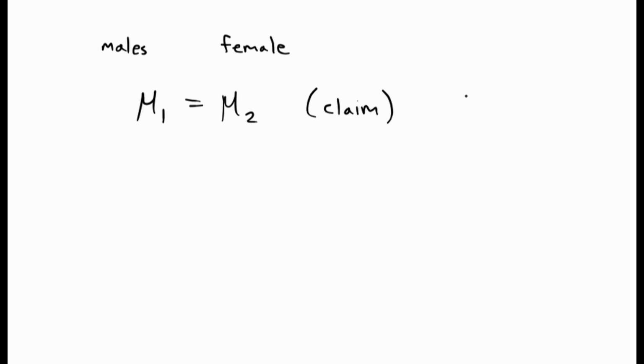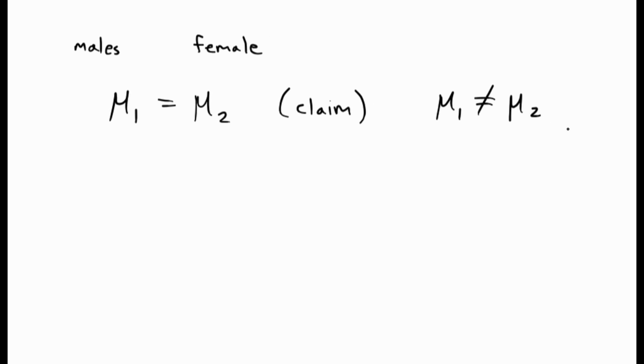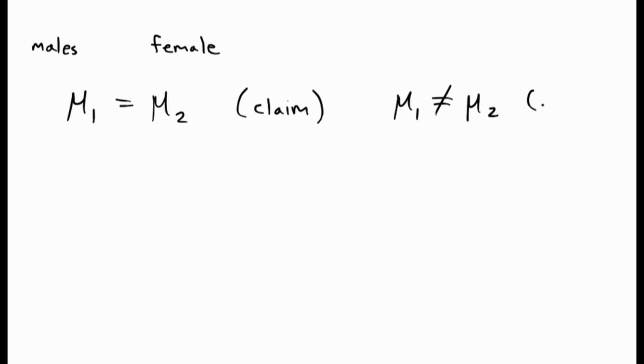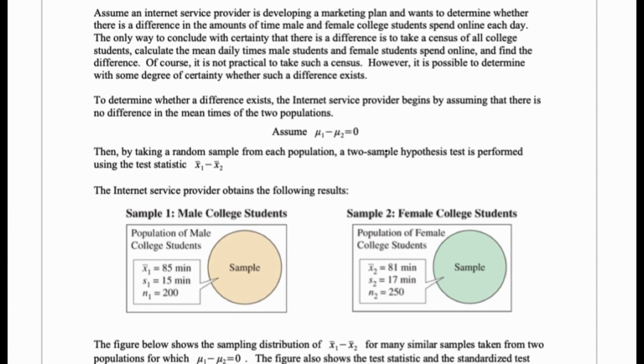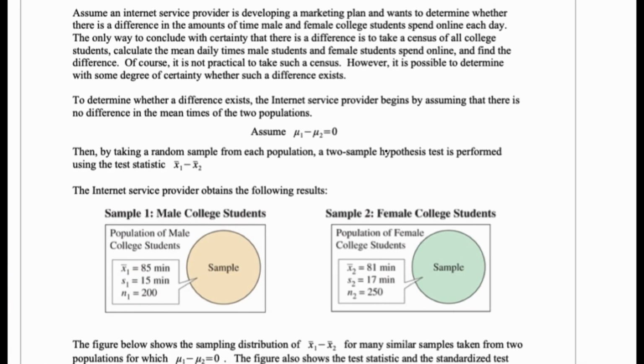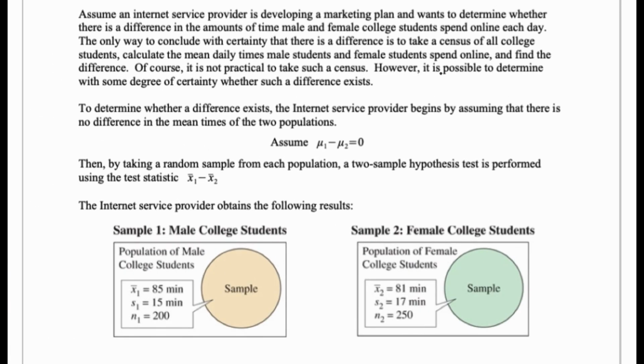Or you may want to instead claim that mu1 is not equal to mu2. These are the kind of claims that we'll make in this chapter. And we don't know which one is being claimed here until I read the question further. Okay, let's see what they said. They want to show, is it possible to determine with some degree of certainty whether such a difference exists?